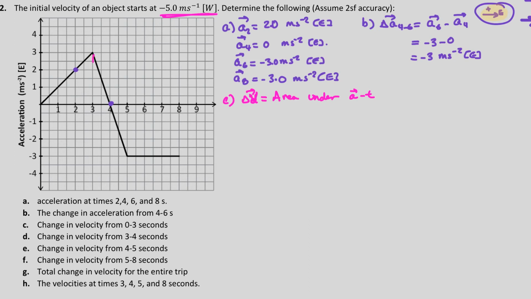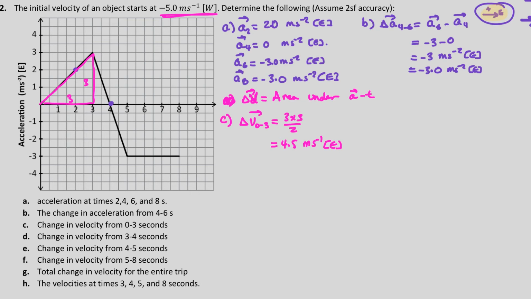From 0 to 3, I'm going to draw that with pink. Actually, I'm going to write that applies to multiple questions. So this is change in velocity from 0 to 3 seconds, which is going to be the area here, which is 3 divided by 2. I just remembered that I forgot the proper number of significant figures here. And this is going to be 4.5 meters per second in the east direction. Good.